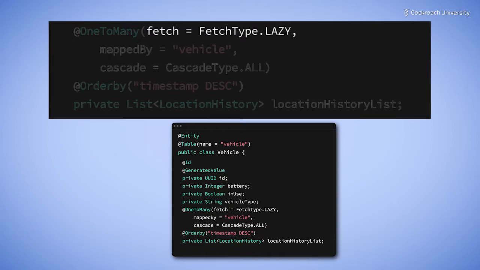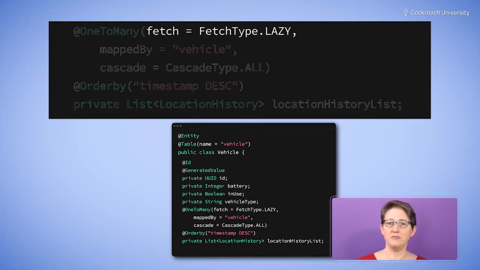We want the associated location history rows to be retrieved lazily. That can improve performance because JPA will only query the database when and if a particular vehicle's location history is actually used. If the application never refers to the property, it never performs what could be an expensive query. Lazy execution is actually the default. If you wanted it to always fetch the list immediately when the vehicle is retrieved, you'd specify eager.